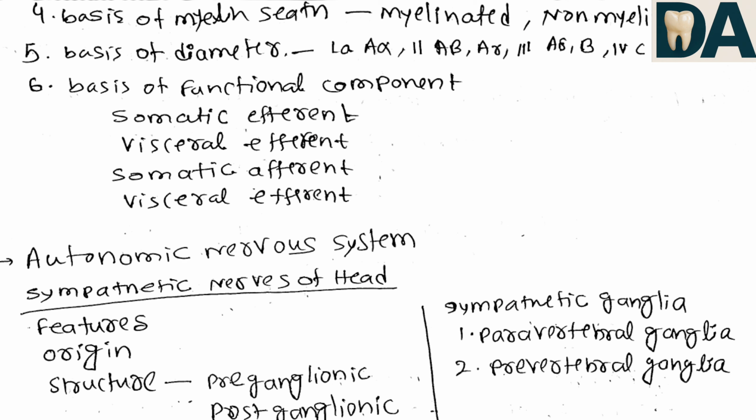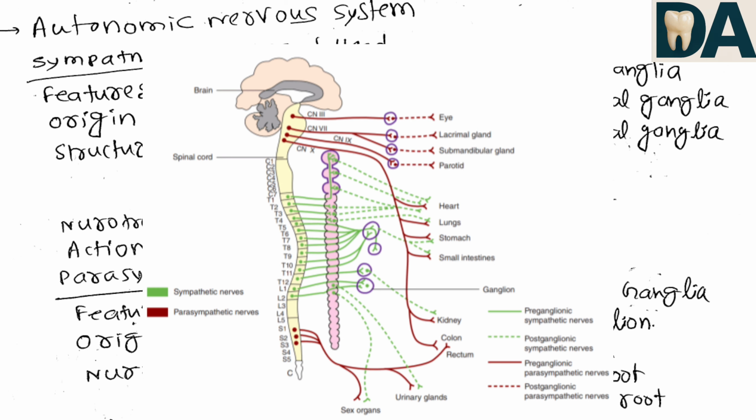Visceral efferent nerve: those are fibers which transmit interoceptive impulse from the viscera to the spinal cord. Now go to the details of the autonomic nervous system. The autonomic nervous system controls involuntary action of the body.